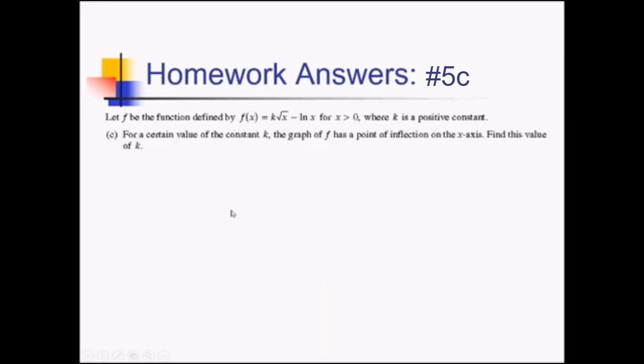For this final boss battle part of this problem, we've got our work cut out for us. For a certain value of the constant k, the graph has a point of inflection on the x-axis. We want this value of k. Now, what makes this especially tricky is that they're not telling you the x value of the point of inflection. They are kind of telling you the y value. If it's on the x-axis, then we know the y value of our point of inflection is 0, and that's going to be useful later. But this is definitely a step up from the problems we just had to do.